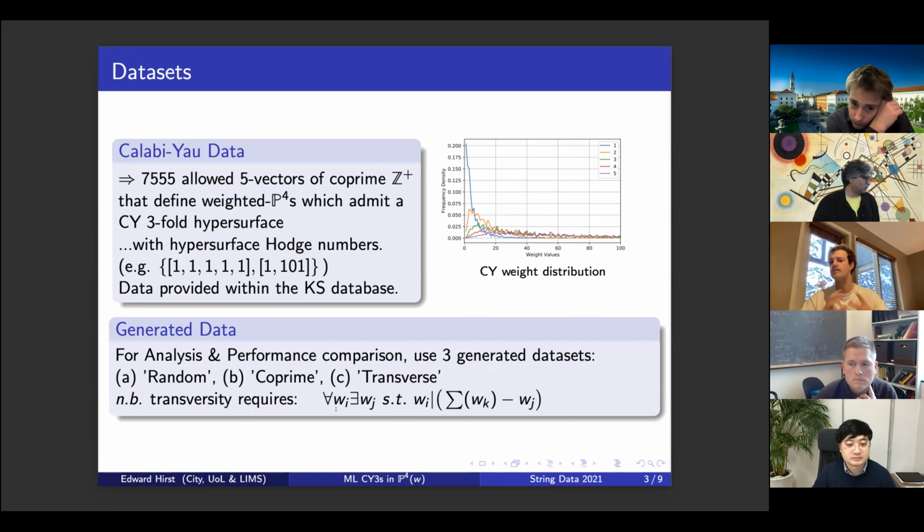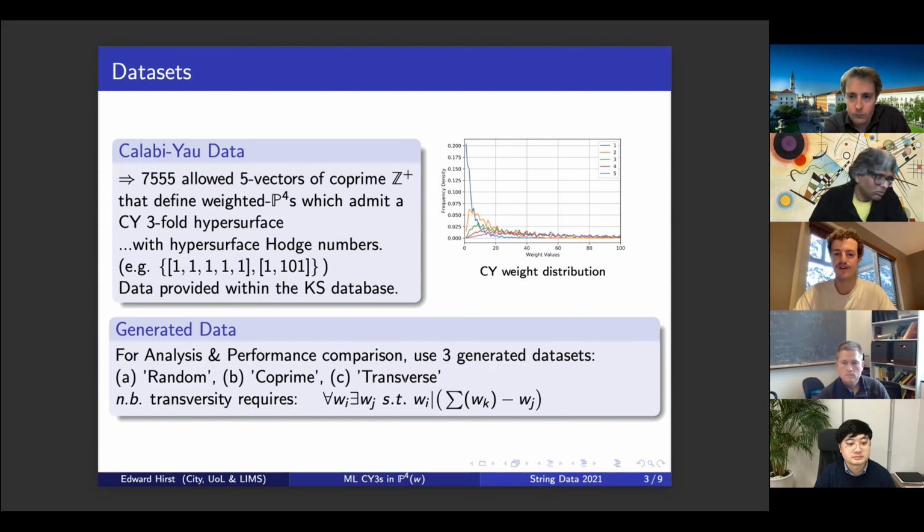It's a divisibility condition between the weights, such that each weight will divide some linear combination of the other weights. Specifically, transversity is a necessary but not sufficient condition for the weights of P4 to admit this Calabi hypersurface. So it's like a stepping stone in adding conditions to the data sets. Overall, that gives us 4 databases that we're working with, with this Calabi database being at the top and the most interesting one for us to look at.